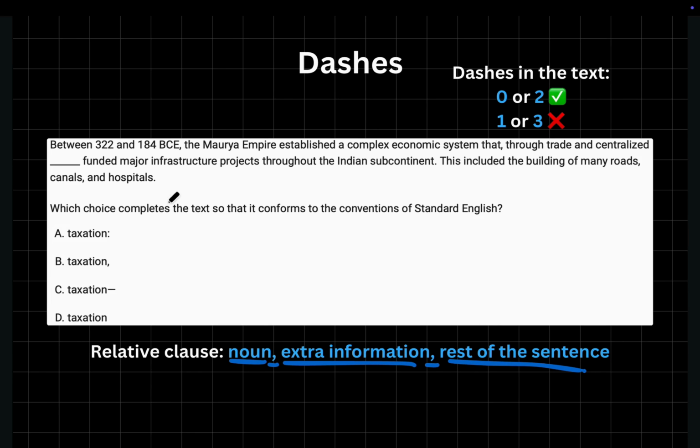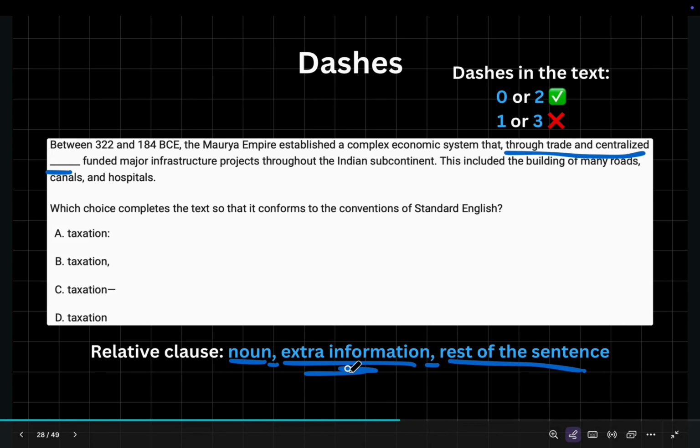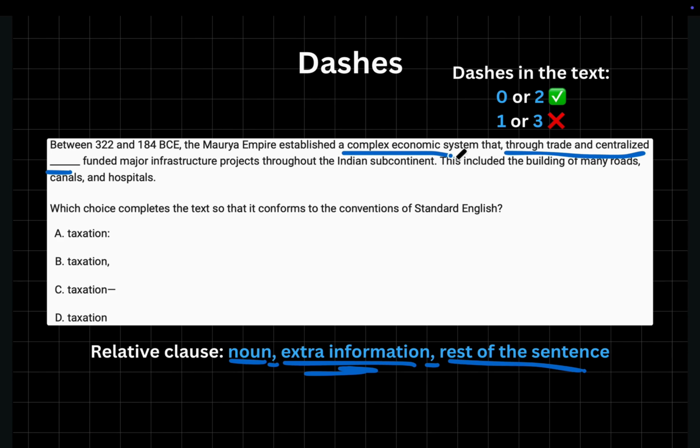So in this case, this part over here that says through trade and centralized taxation is basically the extra information talking about the complex economic system. So if we cut off the extra information and read it again, we would say between 322 and 184 BCE, the Maurya Empire established a complex economic system that funded major infrastructure projects throughout the Indian subcontinent. As you just saw, it still made sense. That's how relative clauses work, and we now know that the correct choice is the one with the comma, so choice B.